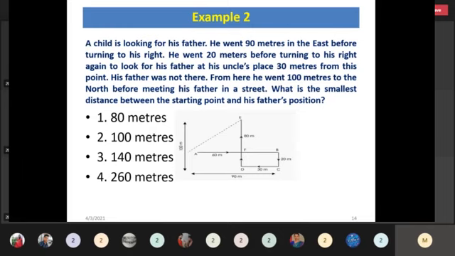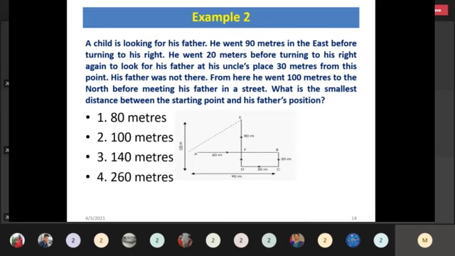The starting point is A and the father's position is E. So the starting point we can write A and the father's position is E. So the shortest distance we can write is A and E. So that is the solution. If you see, the movement of the child from A to E is shown in the figure. So clearly, the child meets his father at E. Now we have to find out the distance between A and E.